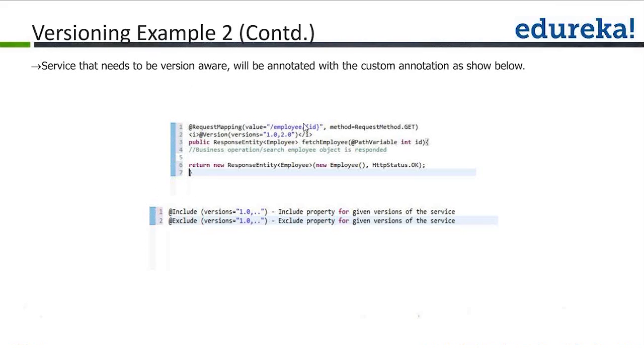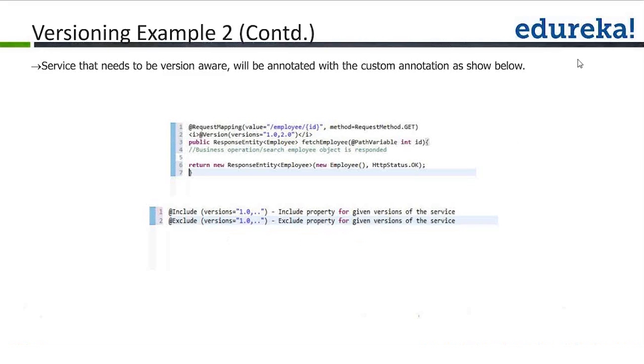application/XML or whatever else. So now these two snippets of code tell you that if you write include version dot, the version number, right? This dot means this list, you can mention a list of version numbers like we have mentioned here. So this means include property for the given versions of the service, and exclude means exclude property for the given version of the service.